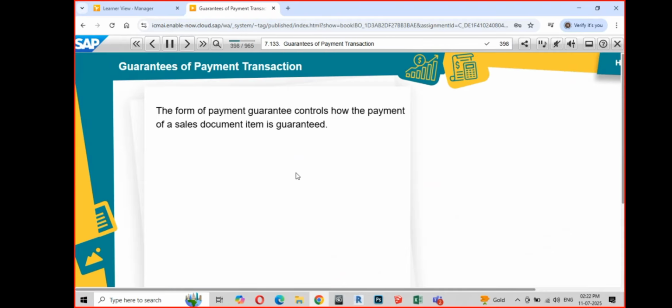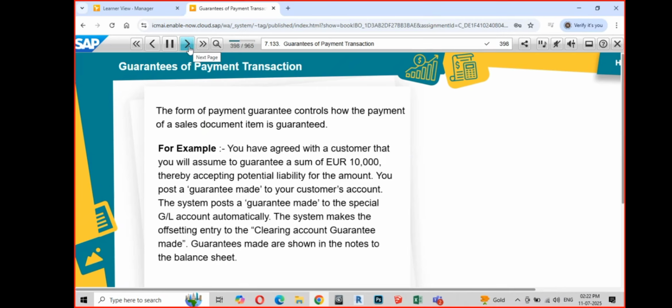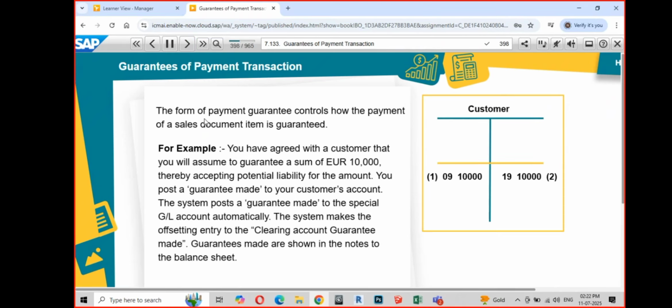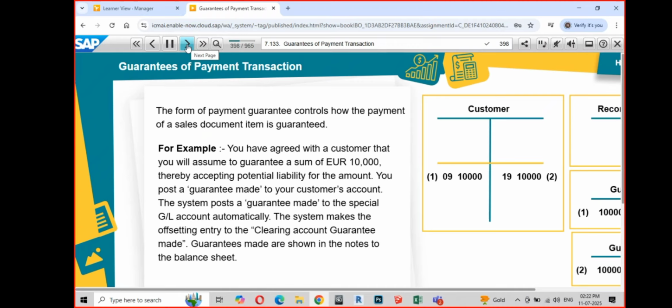The form of payment guarantee controls how the payment is made, just for your general read. So this is about your bank guarantees. This also qualifies as a special general ledger transaction. Somebody was asking me about the bank guarantees, maybe yesterday or something, if I remember.